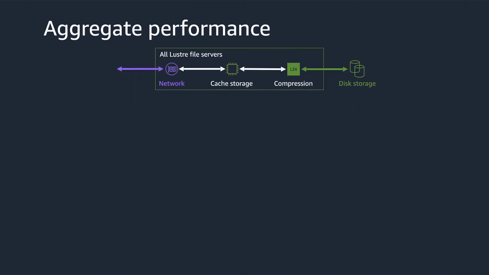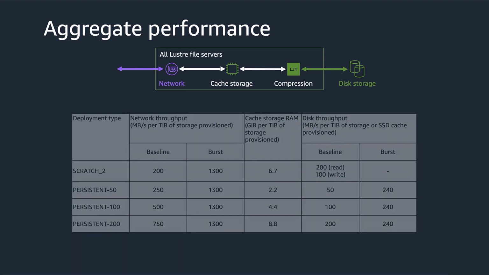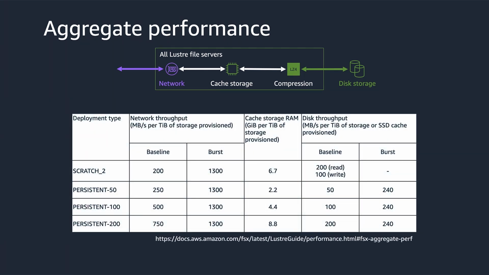The file system components I showed earlier have different performance characteristics. These characteristics are available in a table found in the Amazon FSx for Lustre user guide in the performance section. This table I'm showing you now is a subset of the table available from the user guide. Each deployment type has different performance or size characteristics as it relates to network, cache storage, and disk storage. And these characteristics are proportional to the storage capacity of the file system.